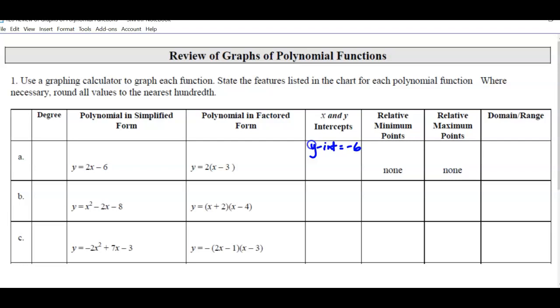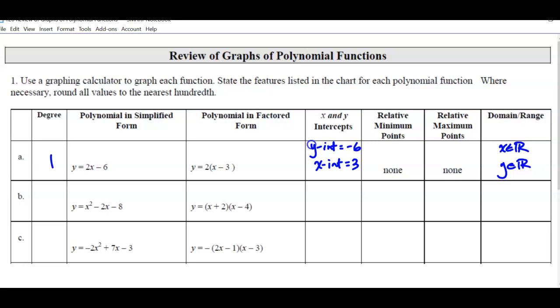Exactly. Factored form, if it's in factors, we're trying to find all the values of x that make each factor 0. So the only one there is 3. It's a linear function, so degree 1. So it has no max or no mins. Domain and range, I'm just going to abbreviate, not all the notation, right? Element of the set of reals.